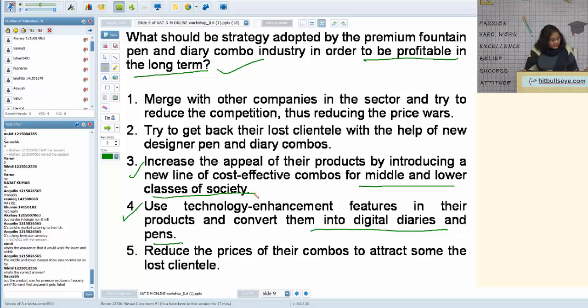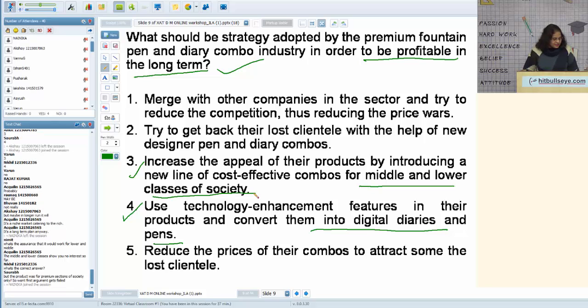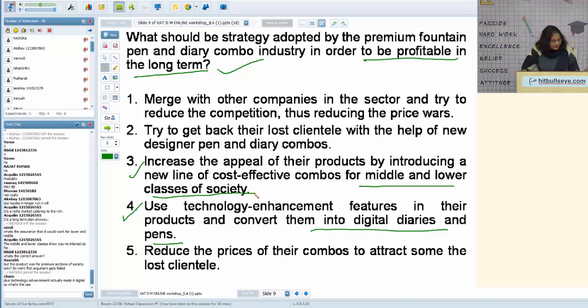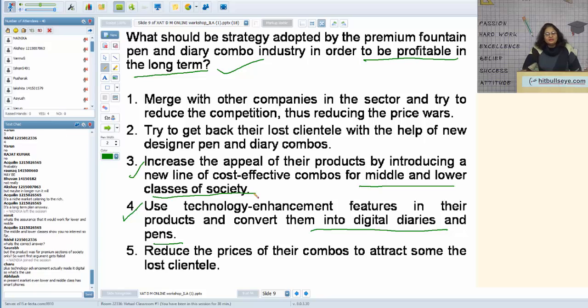Yes, the product initially was for the premium sections of the society, Saurabh. The argument here is that the premium section of the society doesn't need it any longer, but there are other sections of the society which need it. It doesn't necessarily say that we have to stick to the premium section. It just says that it was meant for them. They don't need it. So what do we do with it?